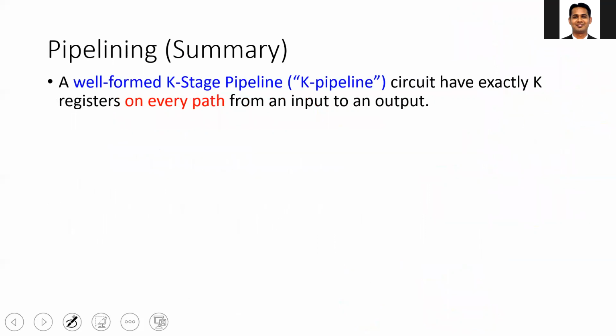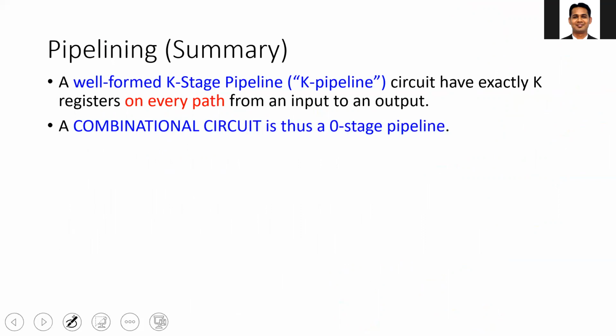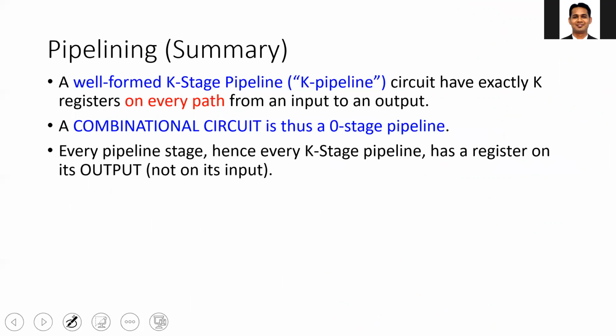So to summarize, a well-formed K-stage pipeline has exactly K registers on every path from input to output. This is very important to remember. For combinational circuit, it is the zero-stage pipelining, that you already know. Every pipeline stage, hence every K-stage pipeline, has a register on its output.